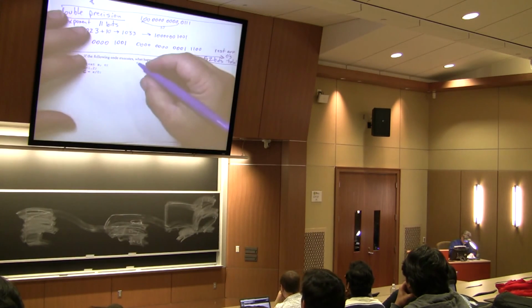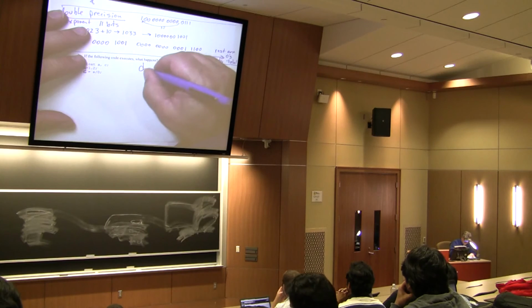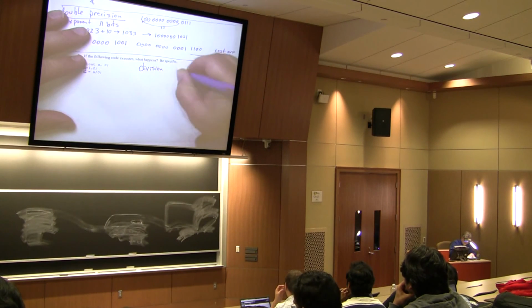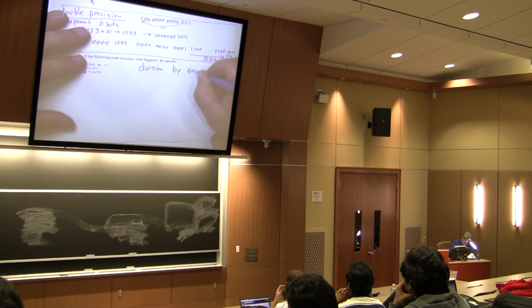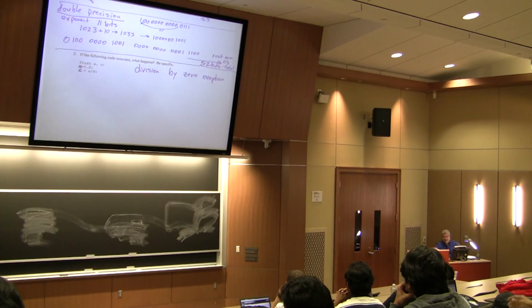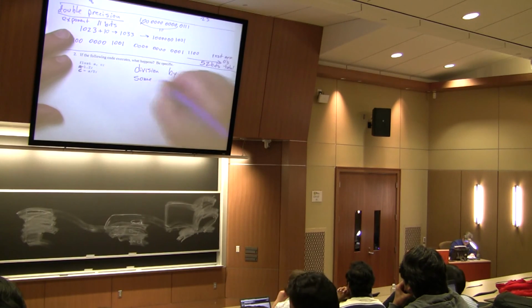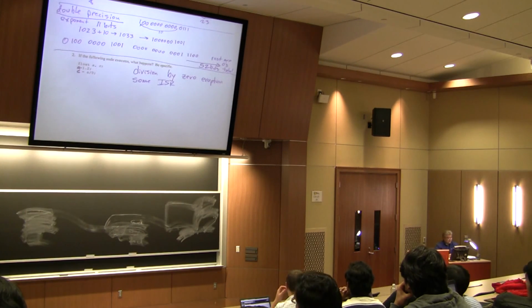All right. It will create a division by zero exception. A division by zero exception means that what is going to run? Some ISR, right? Some interrupt service routine that has been identified for a zero exception. Which, by the way, if you don't write it, what happens?